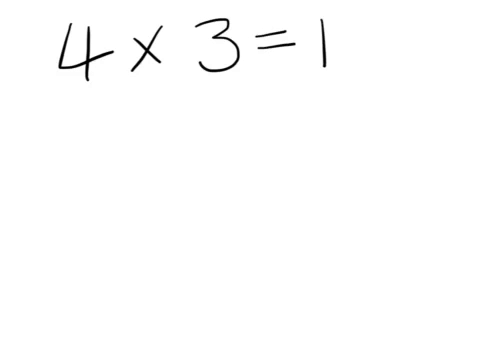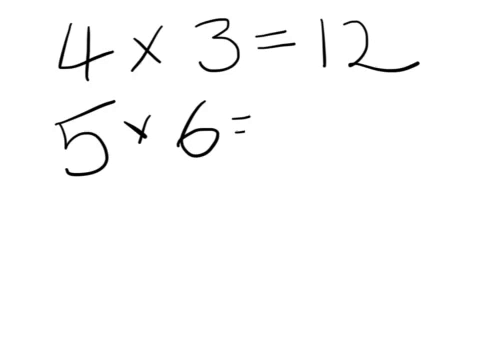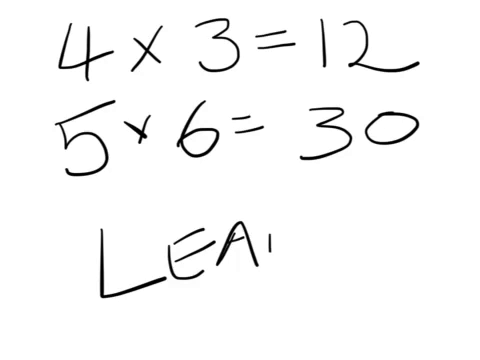Okay, I've said this before guys, for multiplication you've got to know your tables. So for example, 4 times 3 equals 12. You've just got to know that. 5 times 6 equals 30. If you don't know your tables, learn your tables.